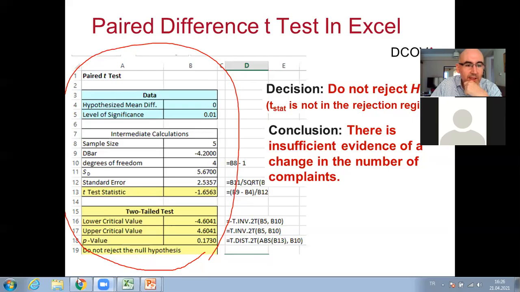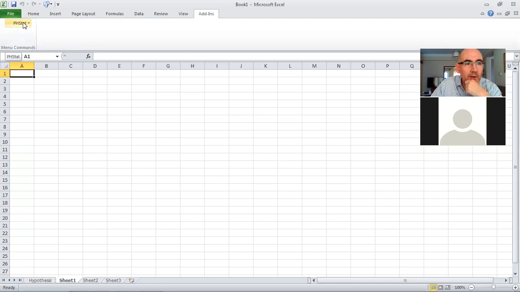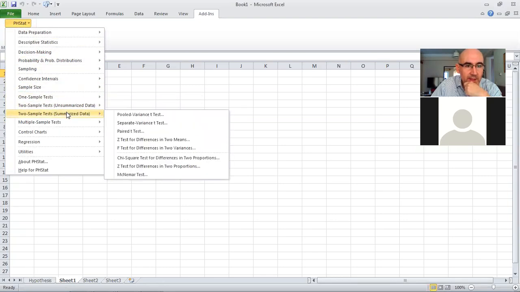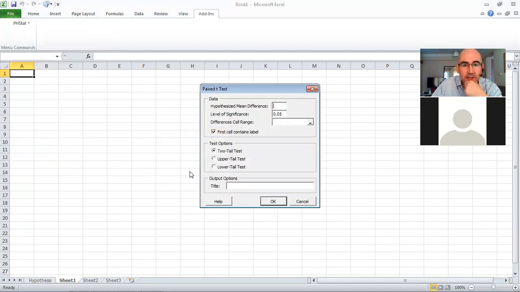So now let's do an example of a paired sample t-test. Switching to Excel here, opening a new sheet. So again, when we look at the two sample tests summarized, for the summarized version, we have to enter the average difference and the standard deviation of the difference.